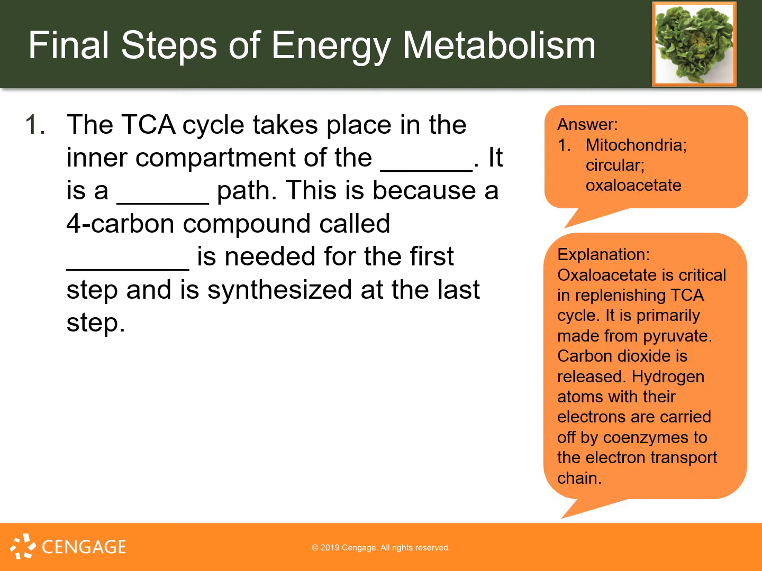The TCA cycle takes place in the inner compartment of the mitochondria. It is a circular path. This is because a 4-carbon compound called oxaloacetate is needed for the first step and is synthesized in the last step.